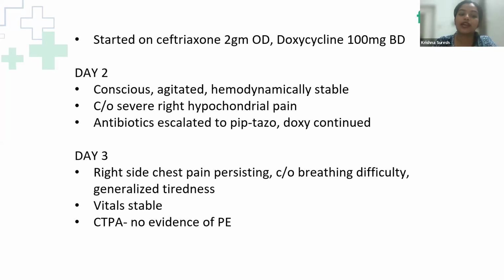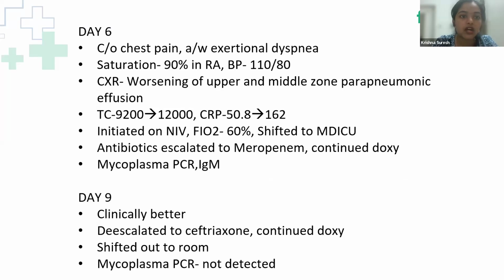On day 3, again, patient had persisting chest pain and had complaints of breathing difficulty, generalized tiredness, and vitals were stable. So CTPA was done to rule out pulmonary embolism, and it was negative. On day 6, patient had complaints of chest pain associated with exertional dyspnea. The saturation was 90% in room air. BP was 110/80. Chest X-ray was showing worsening of upper and middle parapneumonic effusion. Counts increased, CRP increased. Patient was initiated on NIV. FiO2 requirement was 60%.